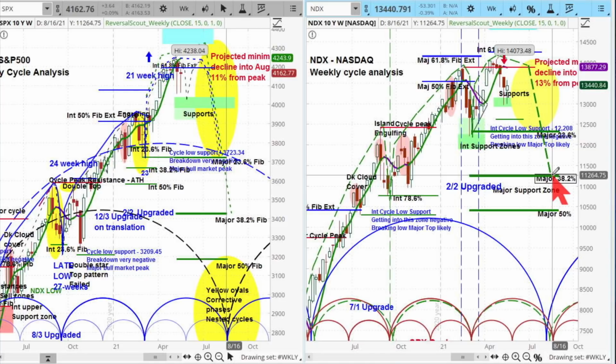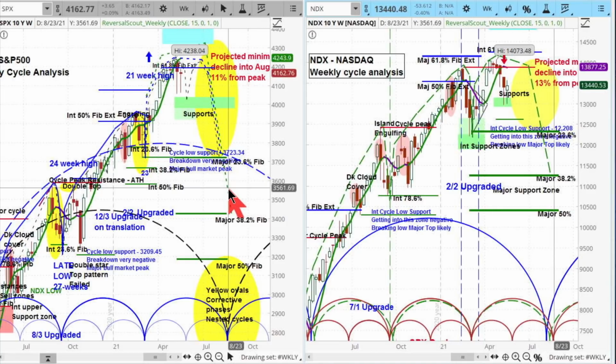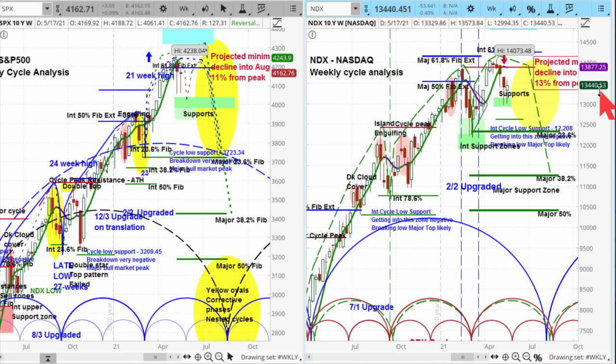I'll talk more about the big picture and why I think that if it did follow this analysis as expected, how this is likely going to be the setup for the weaker second half and bear market that we are expecting in the market. So this is the picture that we're looking at.